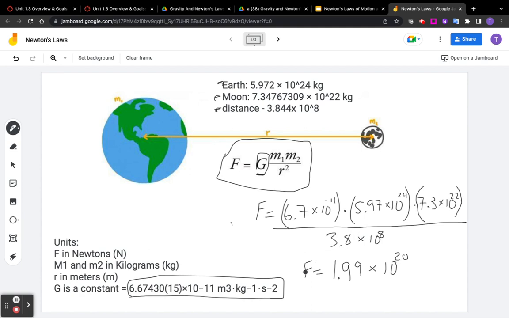The force of gravity is 1.99 times 10 to the 20th newtons between the Earth and the Moon. Now, as you'll see, that changes a little bit because the Moon's orbit is not a perfect circle, so the distance changes a little bit from time to time. But those are Newton's laws.